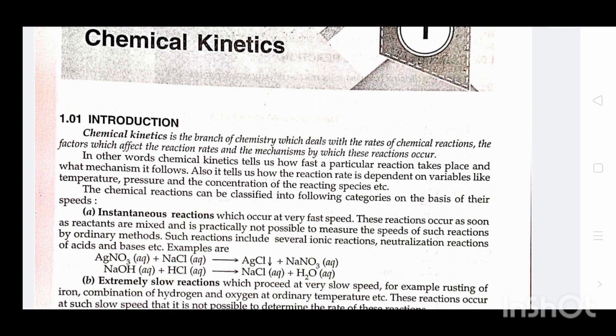Also, it tells us how the reaction rate is dependent on variables like temperature, pressure, and the concentration of the reacting species, etc. Chemical reactions can be classified into the following categories on the basis of their speeds. First, instantaneous reactions, which occur at very fast speed. These reactions occur as soon as reactants are mixed, and it is practically not possible to measure the speeds of such reactions by ordinary methods. Such reactions include several ionic reactions, neutralization reactions of acids and bases, etc.